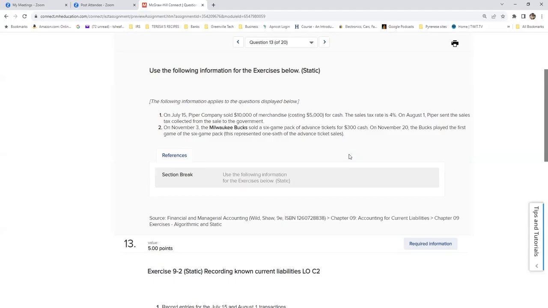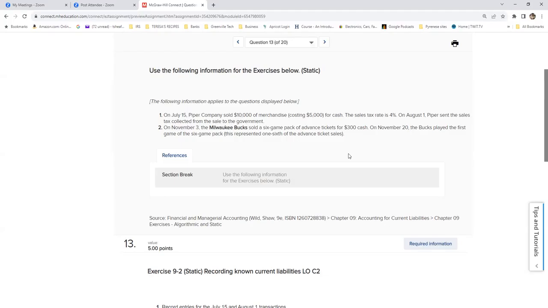On July 15th, Piper Company sold $10,000 of merchandise, cost them $5,000. Sales tax was 4%. And then we had to do a transaction where they sent it to the government. So same one that we looked at earlier. You're going to debit cash, 10,000 plus whatever the sales tax was. So I think it was $400. So it's 10,400. Then you're going to credit sales for 10,000 and credit sales tax payable for $400.